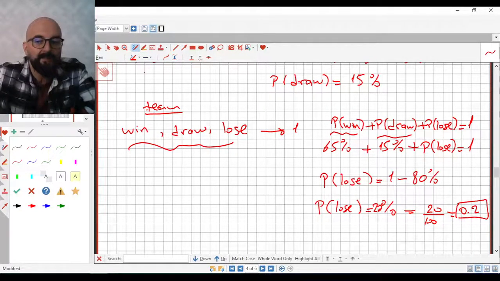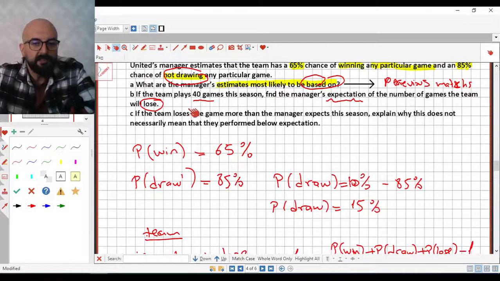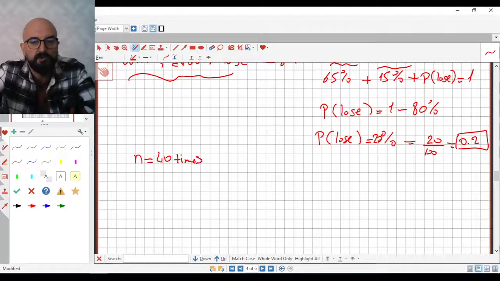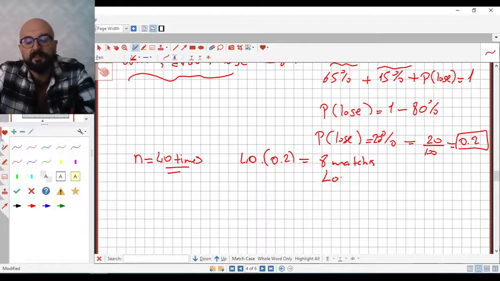Okay, if the team plays 40 games this season, find the manager's expectation of the number of games the team will lose. The team has 40 matches, and the manager's expectation is 40 multiplied by 0.2, which is 8 matches that his or her team loses.